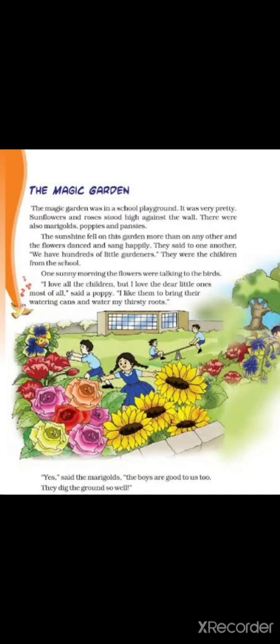So this sunny morning the flowers were talking to the birds. Not only were these flowers talking about the gardeners, the small children, but the small little birds were also discussing. They were saying, "I love all the children, but I love the dear little ones most of all," said a poppy. So one poppy plant was saying that, of course, I love all the children, but the most loving person is the little one.